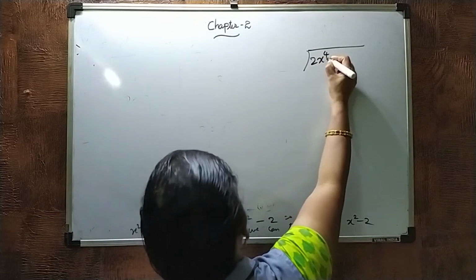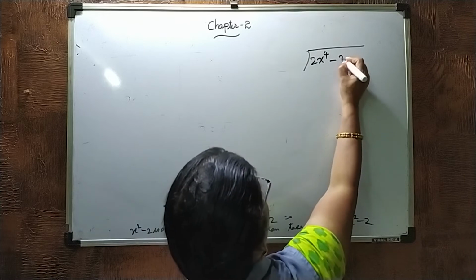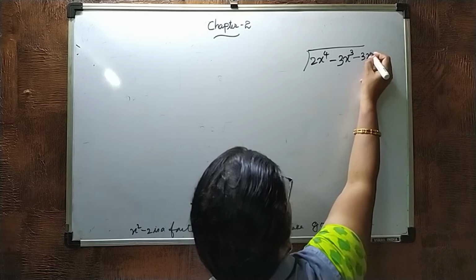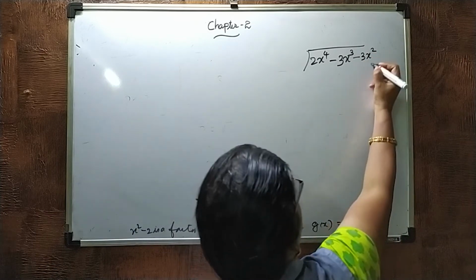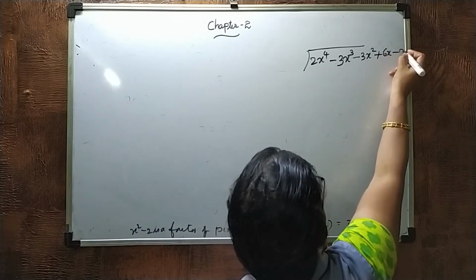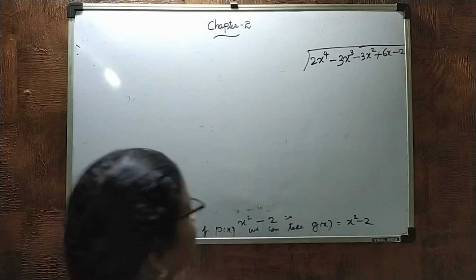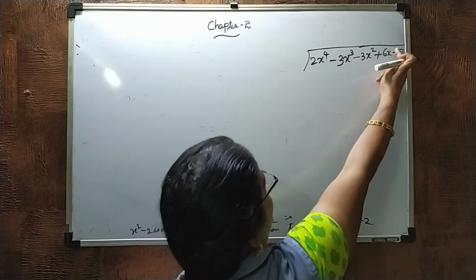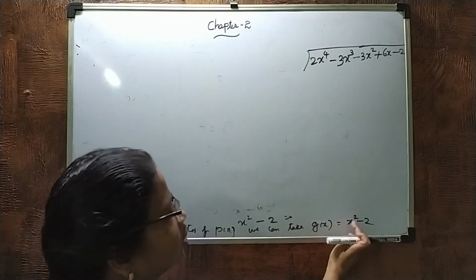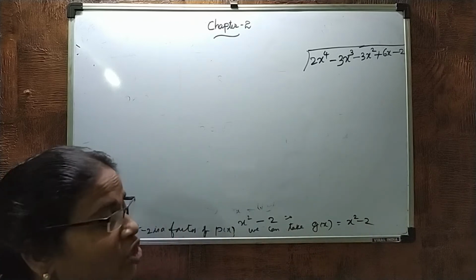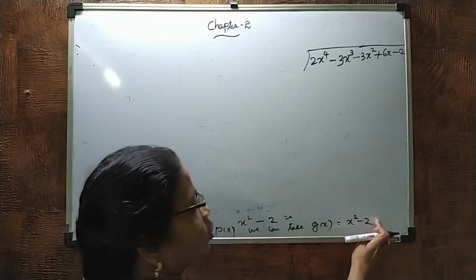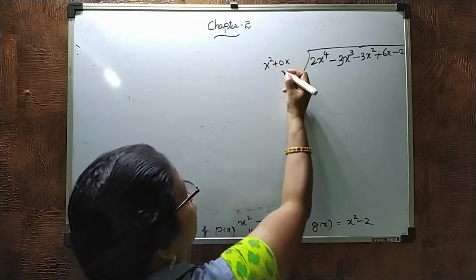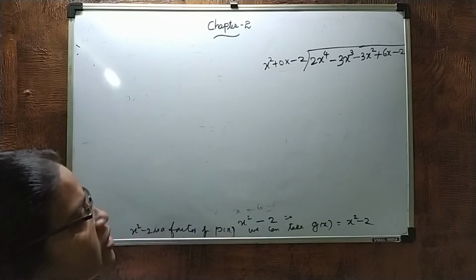2x^4 - 3x^3 - 3x^2 + 6x - 2, divided by x^2 - 2. Here look, 4, 3, 2, 1, 0. Here only 2 is there. The exponent of 1 is not there. Only 0 is there. So it is x^2 + 0x - 2. Now I will start.